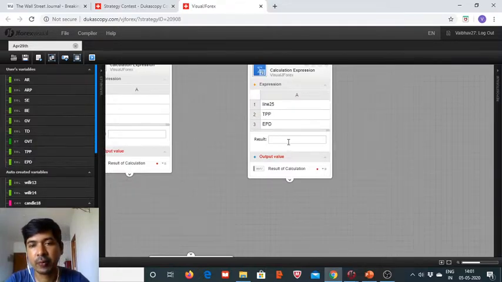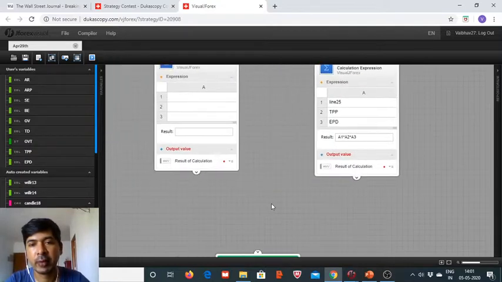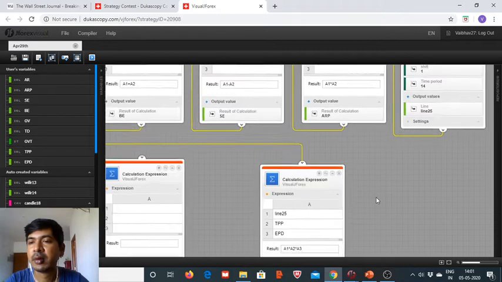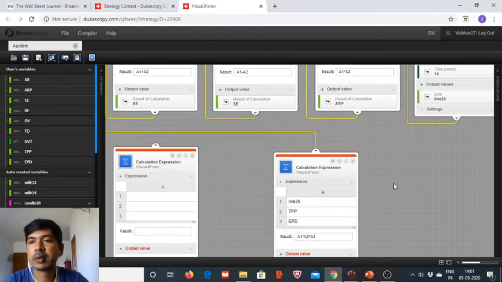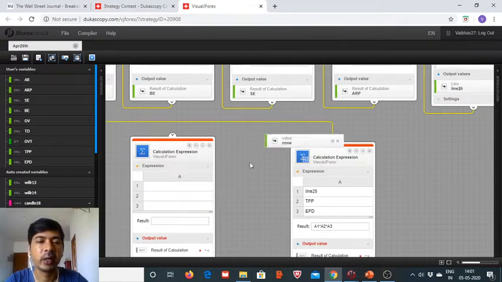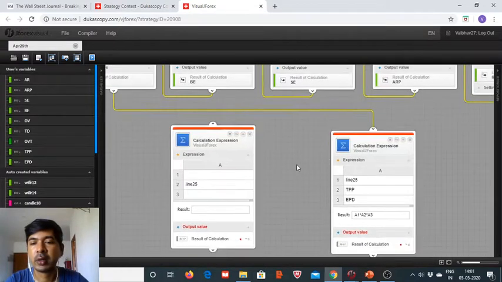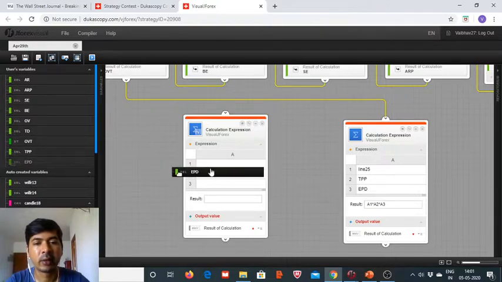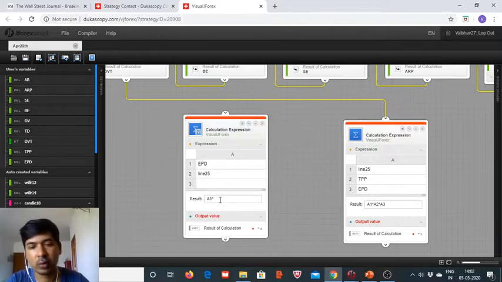Now we have to do a1 into a2 into a3, and this will be our take profit. Now comes the turn of defining the stop loss. So for that again we take the ATR value. We don't use any new variable as we are going in for 100% of the ATR, and we bring in this value for the type conversion. So we do a1 into a2.